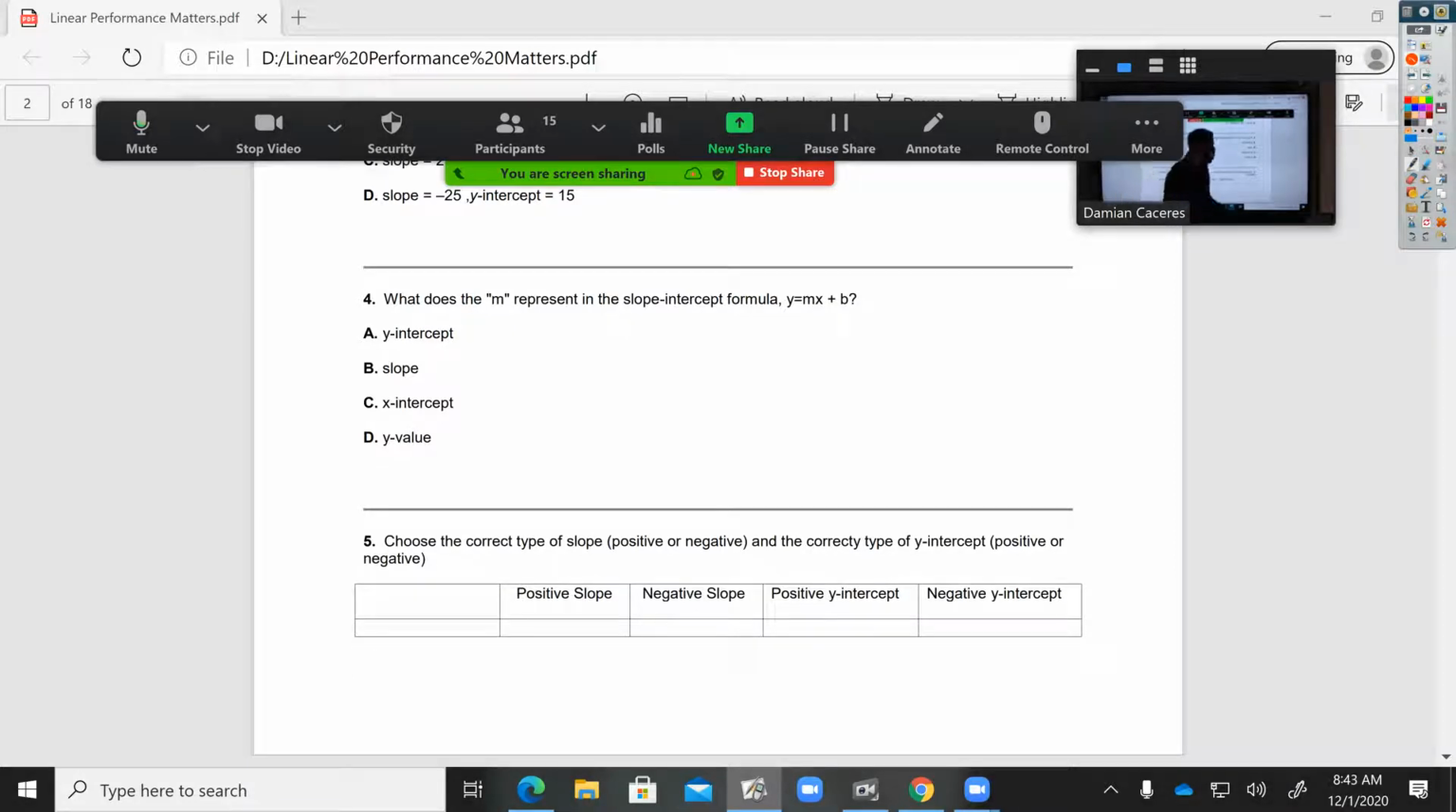A gimme question, an easy question. What does the M represent in slope-intercept form? We know, first of all, that that letter, M, is always the slope. But also you can remember, whatever number is being multiplied by the x is your slope. So M is slope, you pick B.